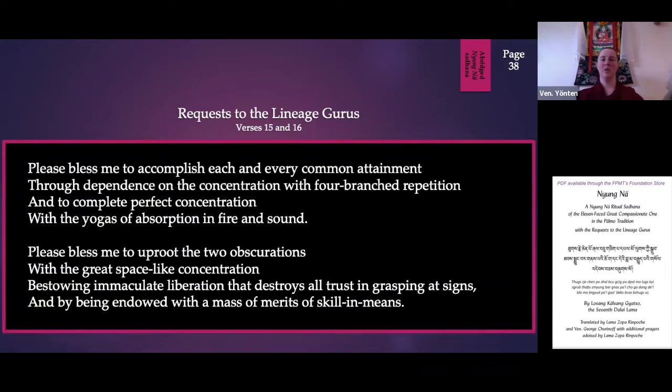Please bless me to accomplish each and every common attainment through dependence on the concentration with four-branched repetition, and to complete perfect concentration with the yogas of absorption in fire and sound. Please bless me to uproot the two obscurations with the great space-like concentration, bestowing immaculate liberation that destroys all trust in grasping at signs, and by being endowed with a mass of merits of skill and means.